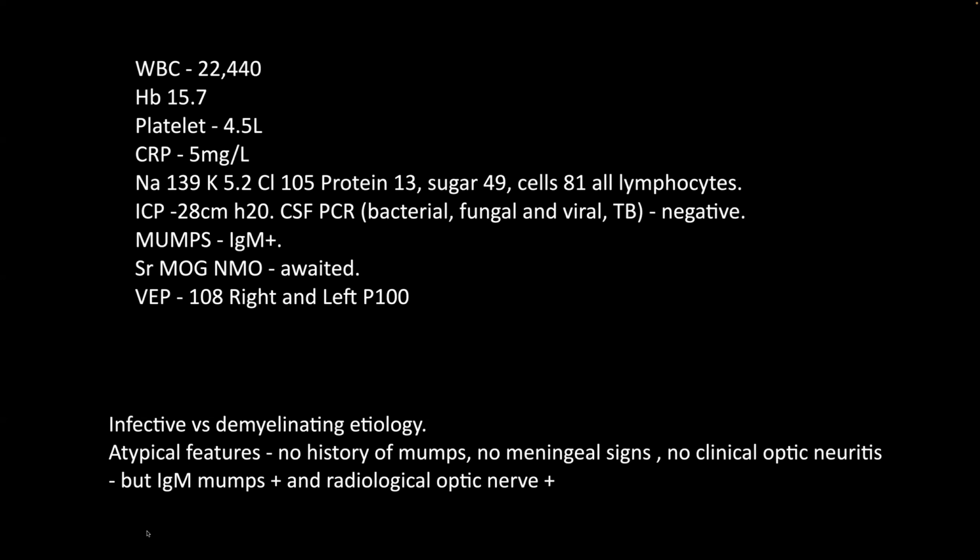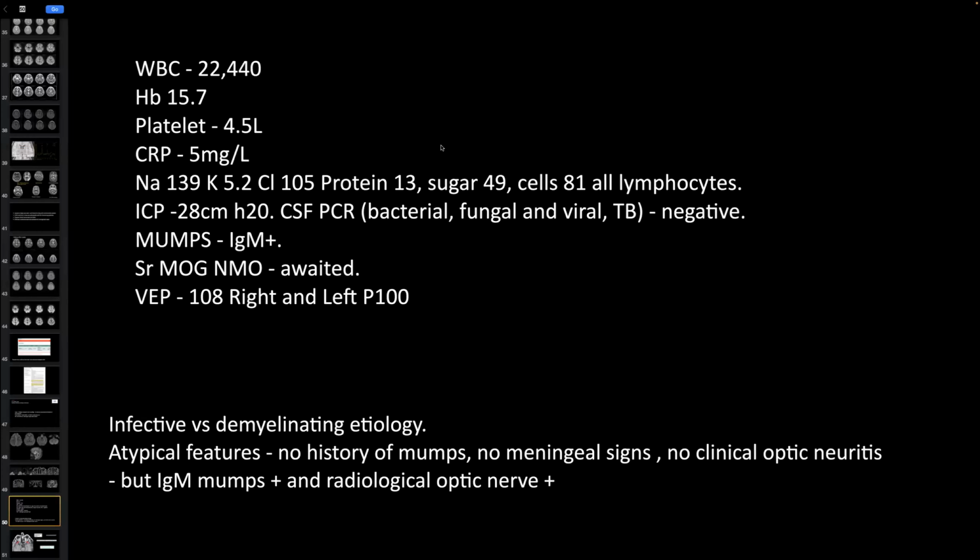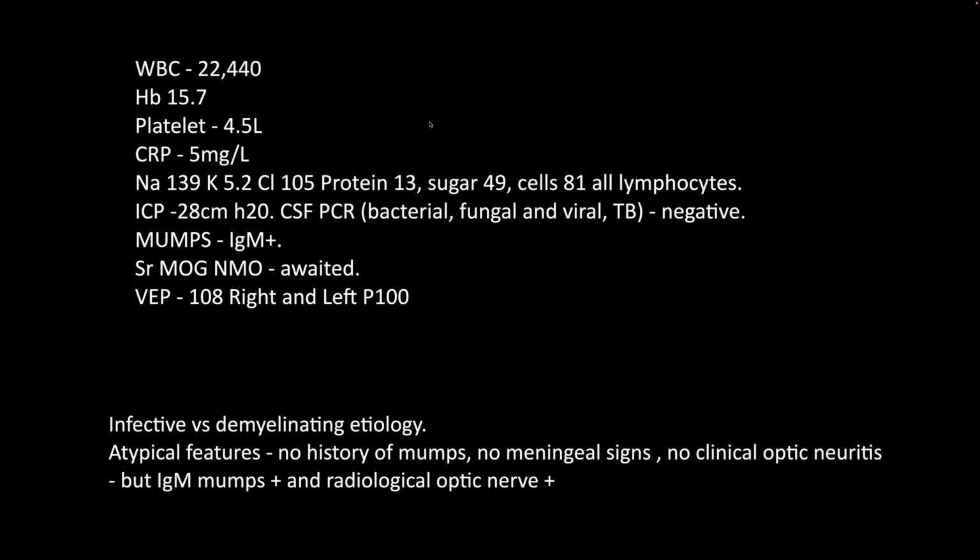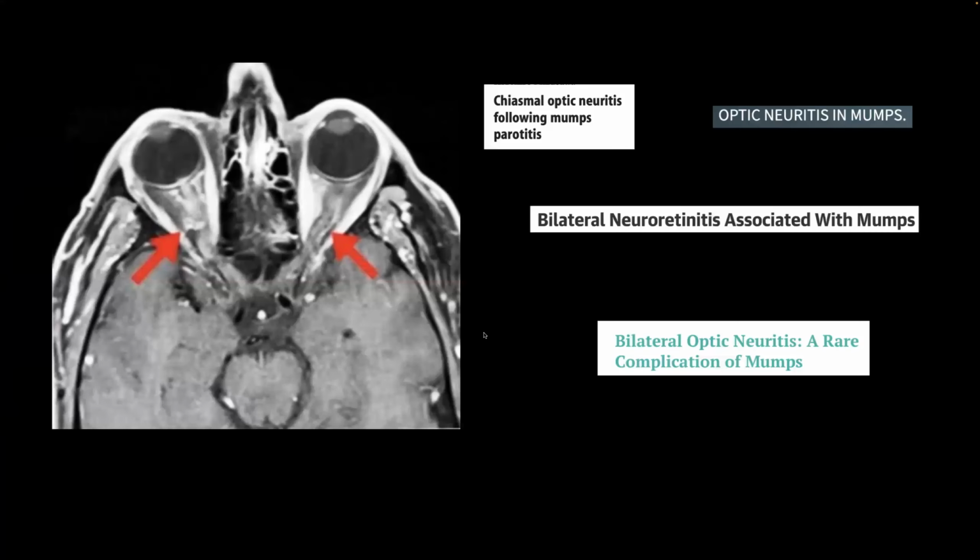The atypical feature here was there was no history of mumps, no meningeal signs, no clinical optic neuritis, but there were features of all three. So we were wondering if this is a reported phenomenon. The question is, is it primarily mumps-related optic neuritis?